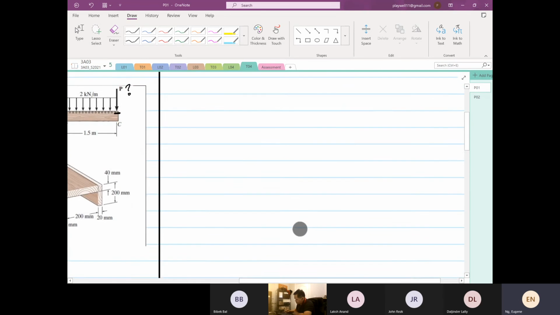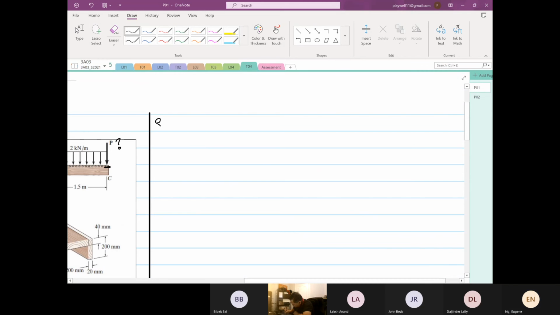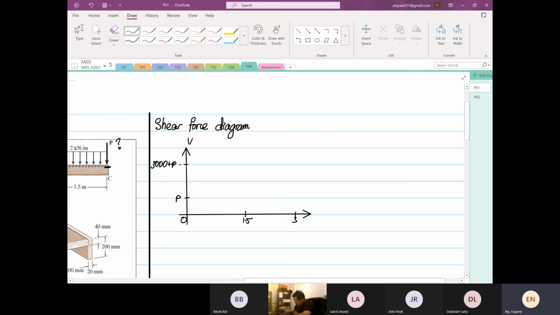So we're going to make a sketch, okay? So shear force diagram. So this is going to be our x, and this is going to be our y. So this is 0, 1.5, and 3, okay? And this is P, and this is equal to 3000 plus P. So this is your V.